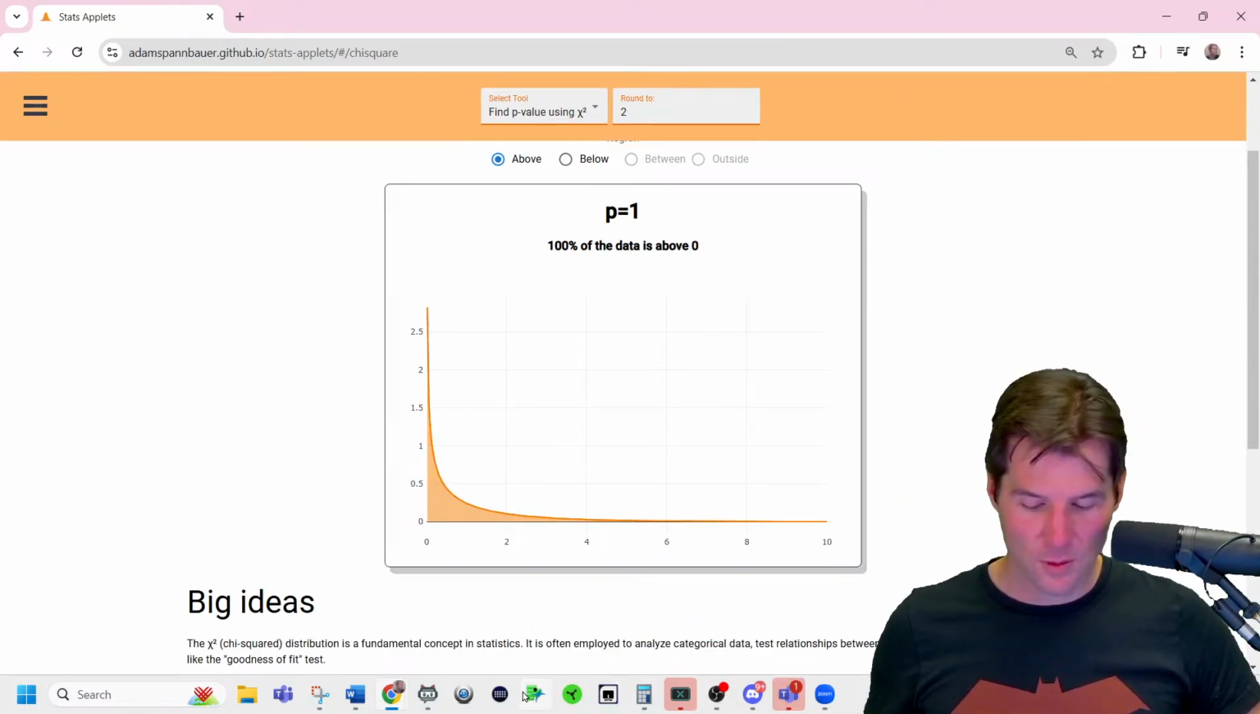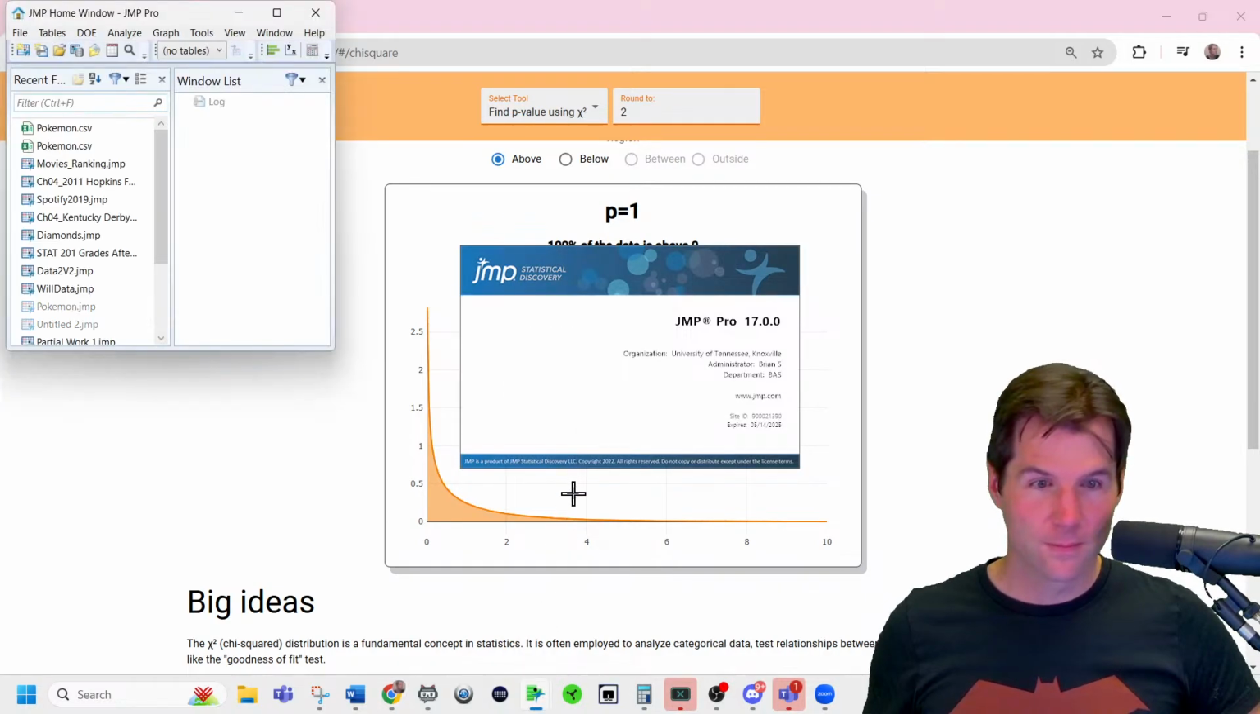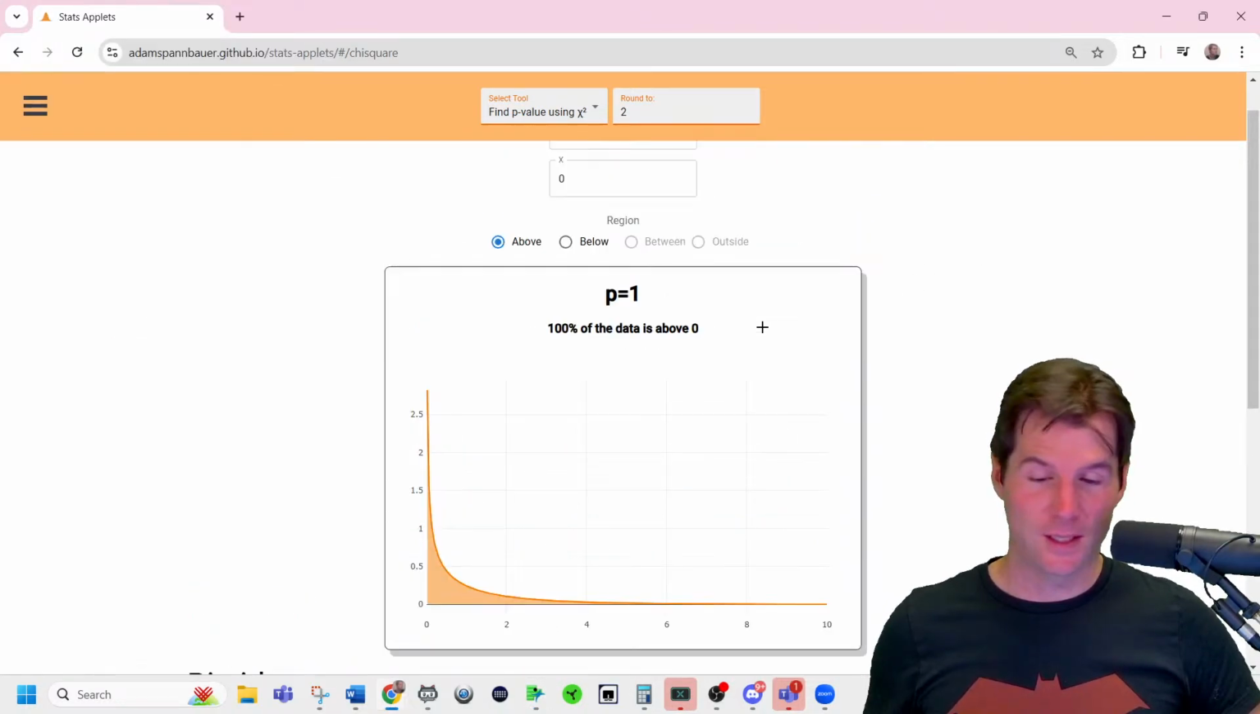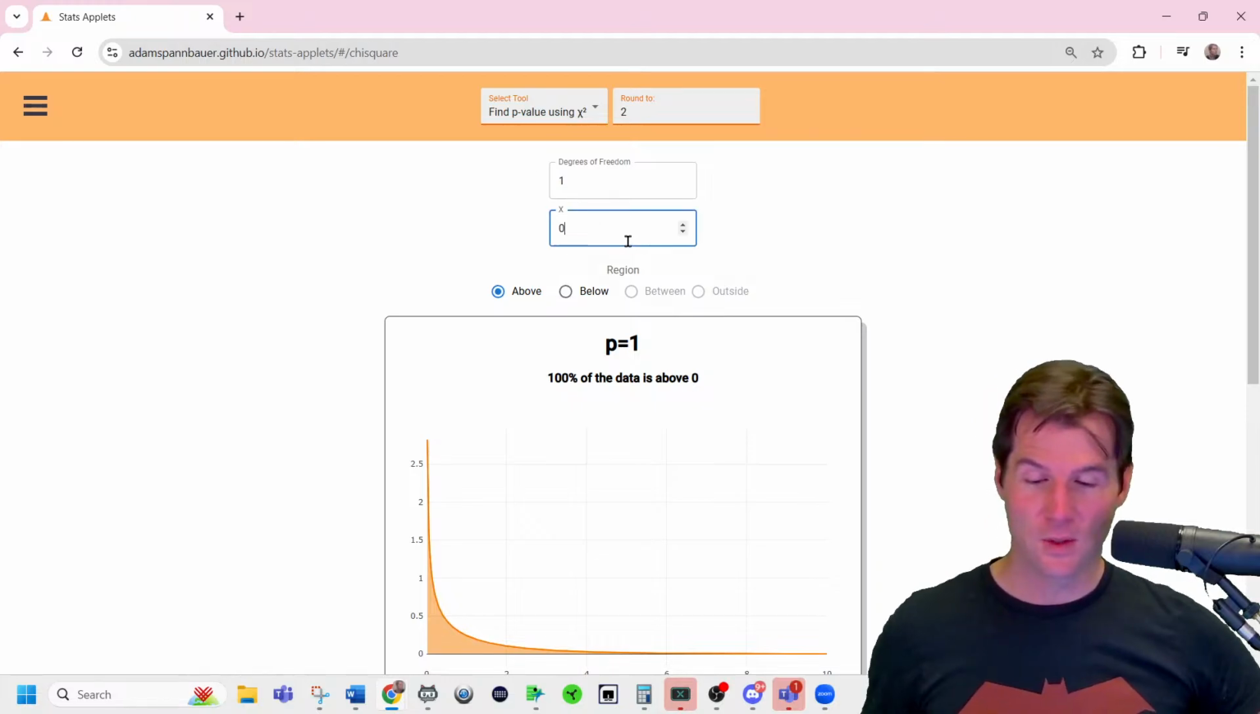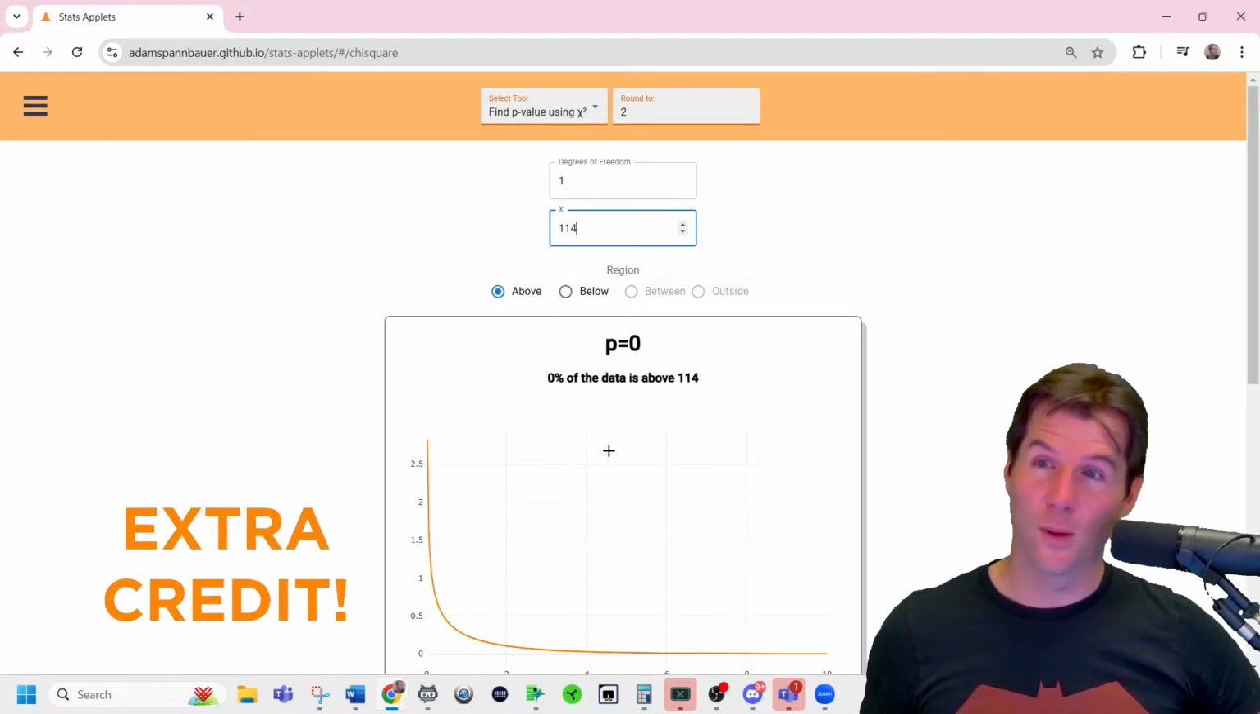The p-value is going to be what? Super duper low. It's going to be, don't worry, points right there. It's because we landed way off the curve. It's going to be 0.